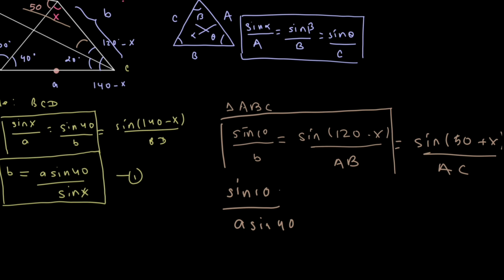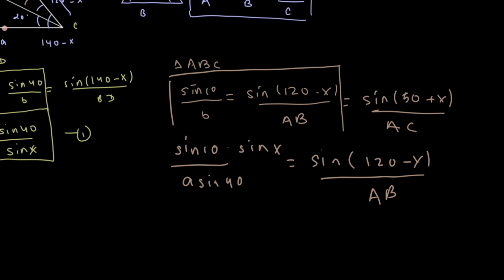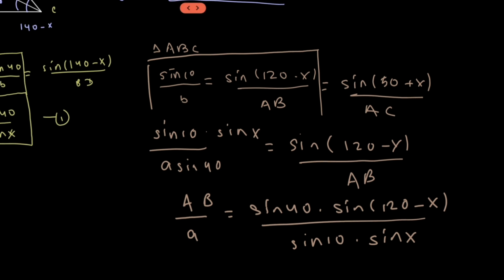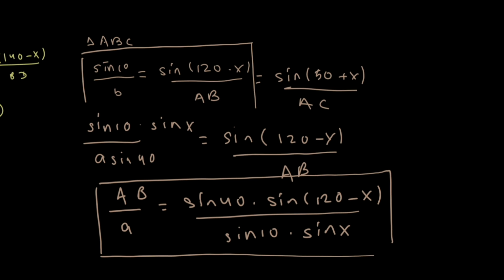So it will just go as multiplication, into sine x, equals sine of (120 degrees minus x) upon its opposite side, that is AB. Now I will do some cross multiplication and get the value of AB upon A as equal to sine of 40 degrees multiplied with sine of (120 degrees minus x) divided by sine of 10 degrees multiplied with sine of x. So here we have the value of AB upon A. Keep this equation as it is and label it as equation number 2.